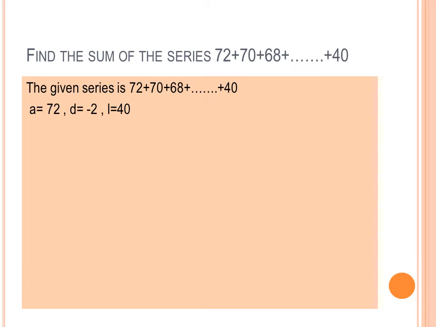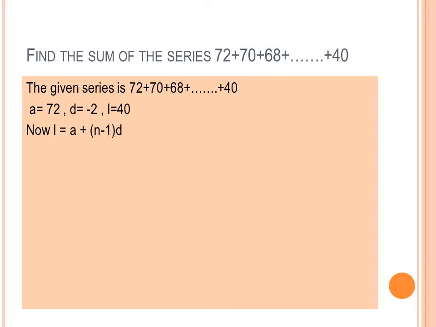Now, taking an example of this series, 72 plus 70 plus 68 and so on till 40, we are given the first term as 72, last term is 40, and we don't know the number of terms in this sequence or in this series. The given series is 72 plus 70 plus 68 plus so on till plus 40. Here a is equal to 72, d is equal to minus 2, L is equal to 40.